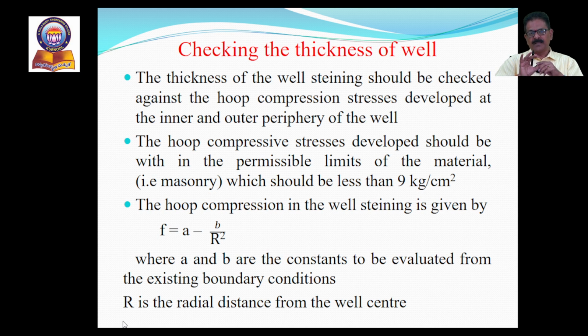Now, after calculating the earth pressures acting on the well, we need to check the assumed thickness of the well. Already we have assumed the thickness of the well at two different levels, two different values, 65 centimeters and 45 centimeters. Now we are just checking whether the thickness of the well is safe or not. Accordingly, we should check the hoop stress developed within the well steining, whether it is within the permissible limit or not. That's all. The procedure is like this.